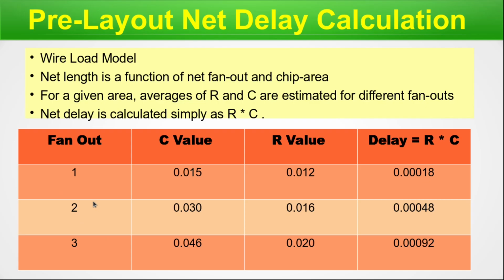Similarly, if the fan out is 2, the C value is 0.030, R value is 0.016. If you multiply them, this result, that is 0.00048, will come. So this is the delay in this case. The third case, here the fan out is 3. The C value is estimated as 0.046. The R value is here 0.020. Now if we multiply these two, the outcome is 0.00092. So this is the wire load delay modeling. So I have given the theory as well as an example to understand the wire load model. So we are done with this particular slide.